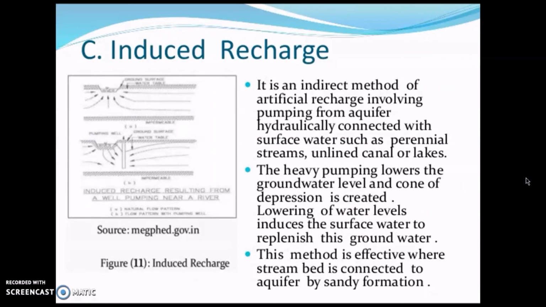Up to now, this is the third method of recharge, and another thing is that this is an indirect method of recharge. The surface and subsurface methods are direct methods, right? Whatever technique we are opting for, we directly direct our water to those techniques or to those arrangements. In this particular method we don't direct the water to particular pipes or other things. We simply create what we call a cone of depression. What exactly is a cone of depression?